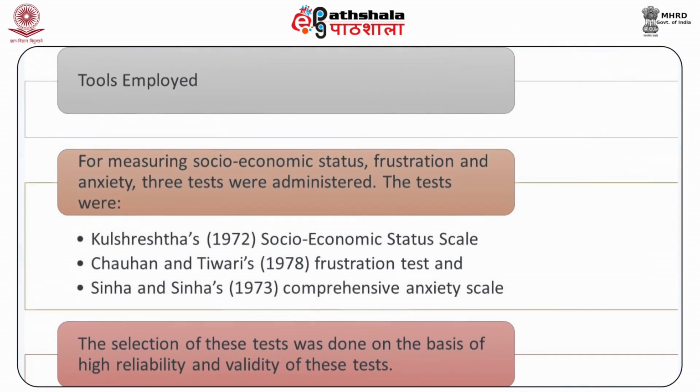The procedure for selection of the school was random and the sample could be regarded as a systematic random sample. These 100 students were assessed on socioeconomic status, frustration, and anxiety. The tools employed for measuring these: 3 tests were administered, which were Kulshrestha Socioeconomic Status Scale, Chauhan and Tiwari's Frustration Test, and Sinha's Comprehensive Anxiety Scale. The selection of these tests was done on the basis of high reliability and validity of these tests.